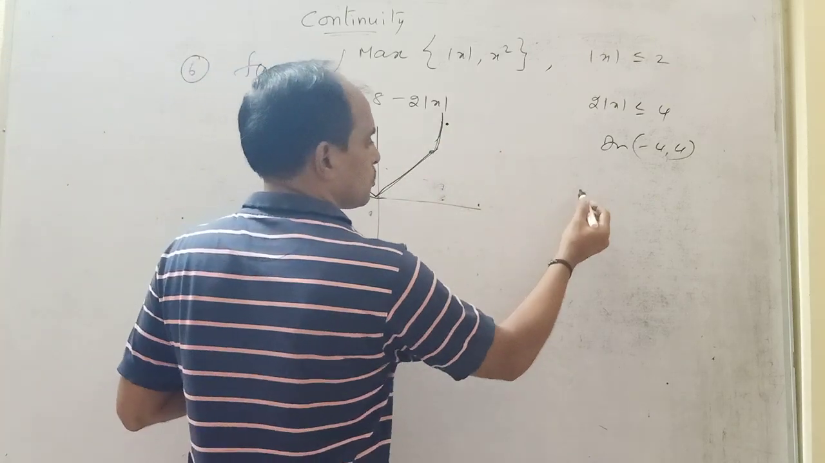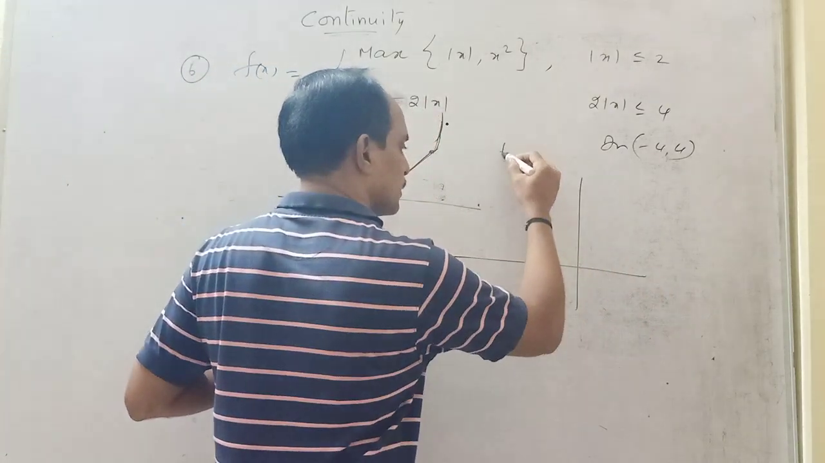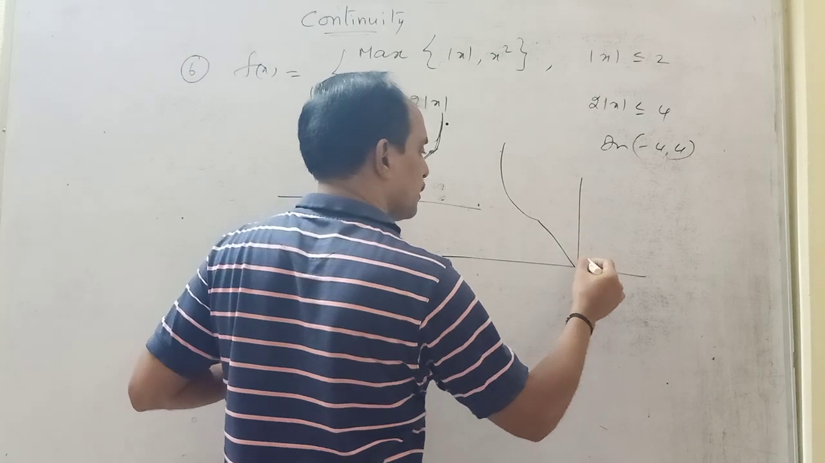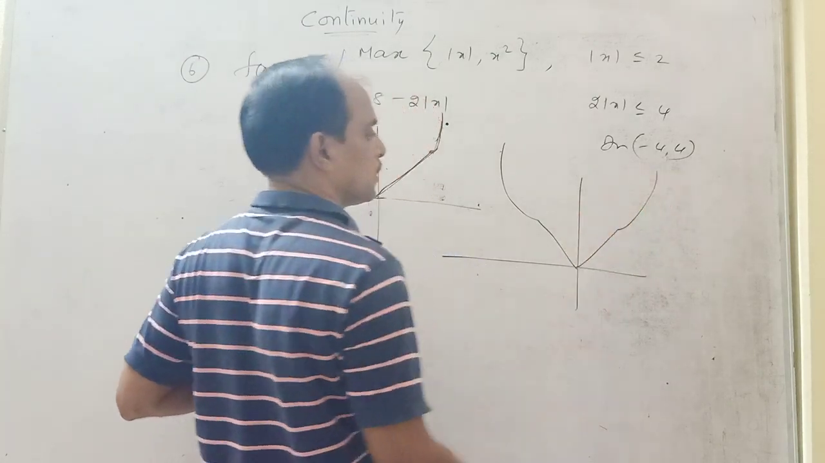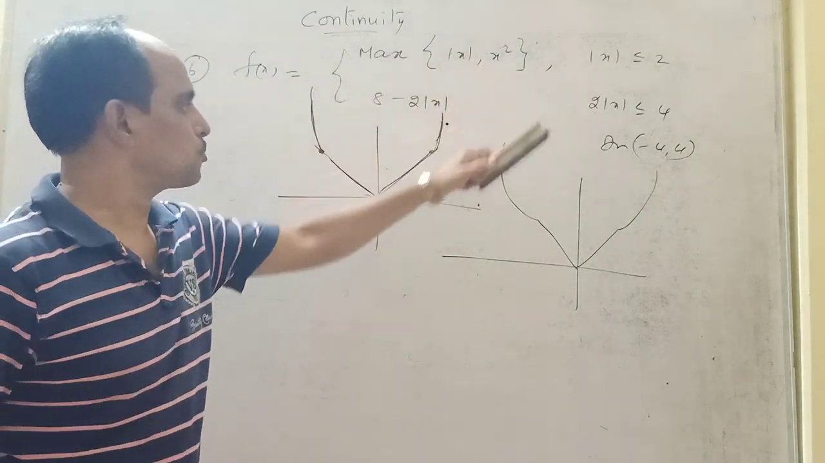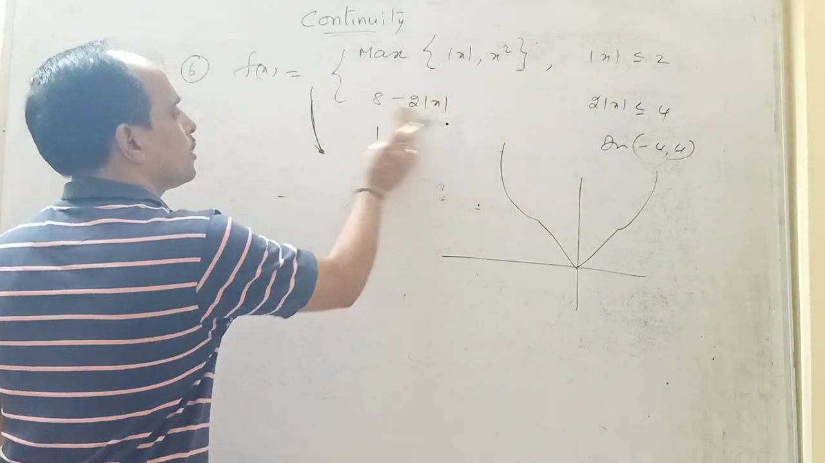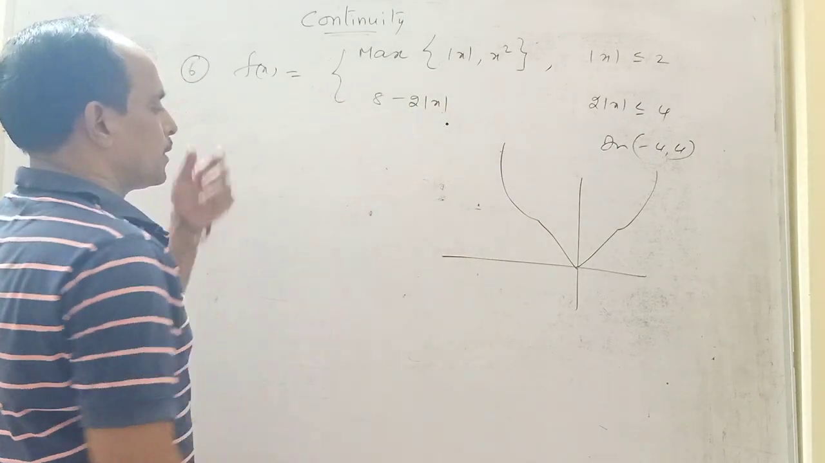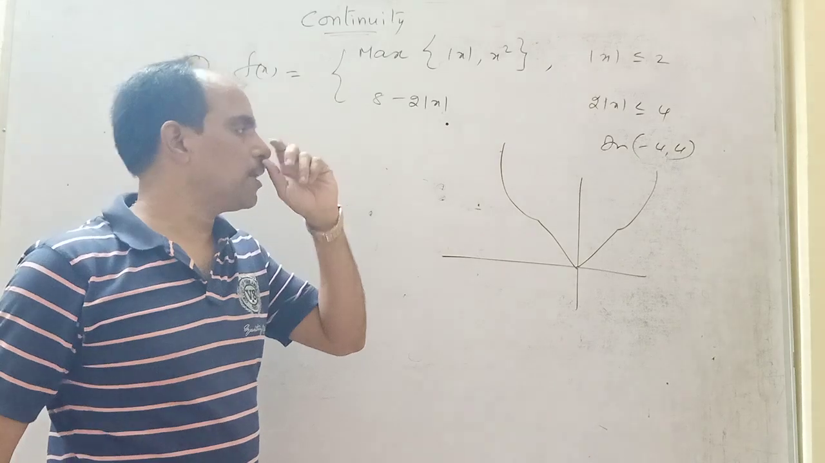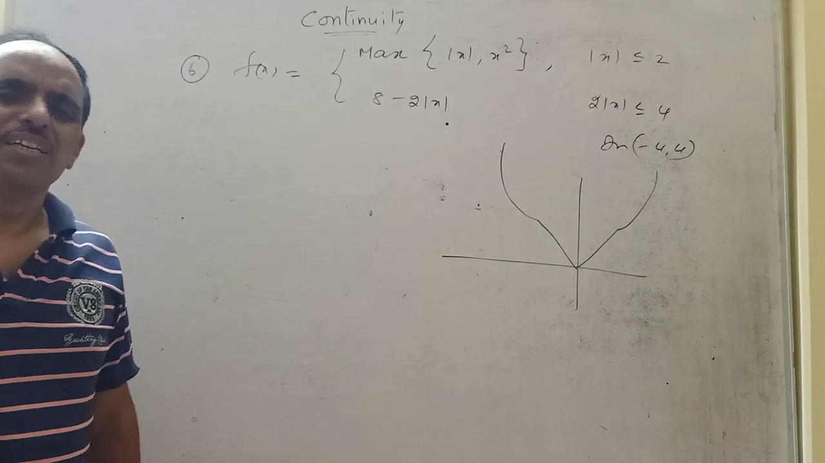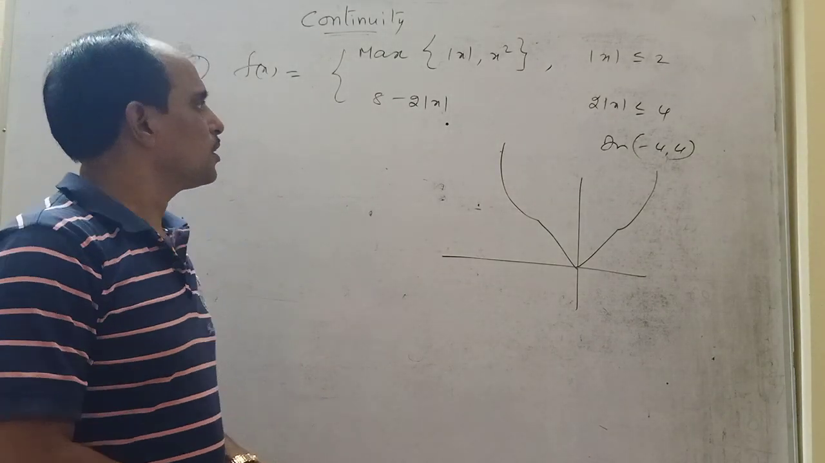Okay, so we have to draw like this, the curve, and this is a line, and this is a line, and this is the graph. This is the maximum of these two. Okay. Now let us draw this graph: 8 minus 2 mod x. It's very easy. Nothing to worry.